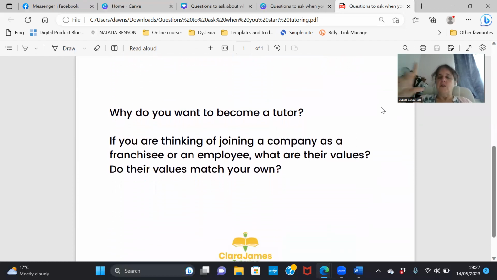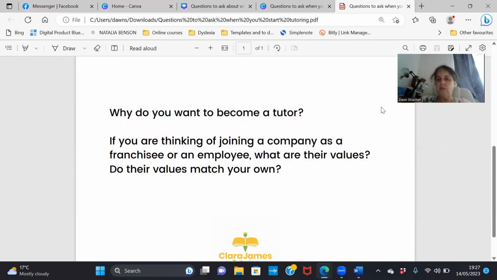The next question to ask yourself is, why do you actually want to become a tutor? Is it just literally for the money? Is it because you have a passion about the subject and you want to encourage other people to have a similar passion to you? Is it because you've always wanted to teach and this is a means that you would like to go about it? You've probably got your own unique why, and that's perfectly fine. But why do you want to become a tutor? Have a think about it.